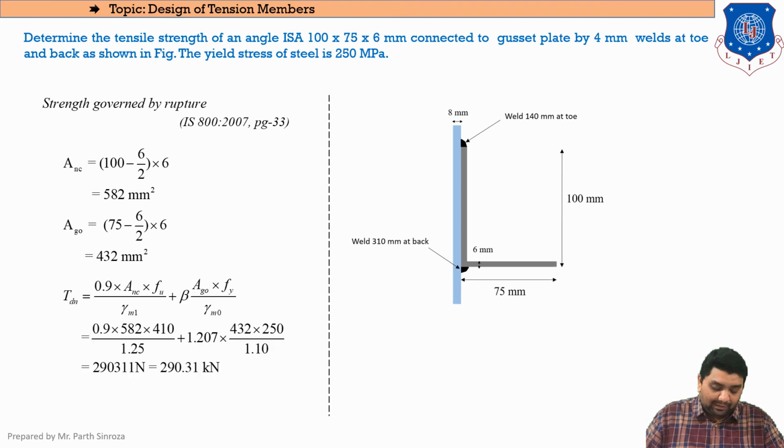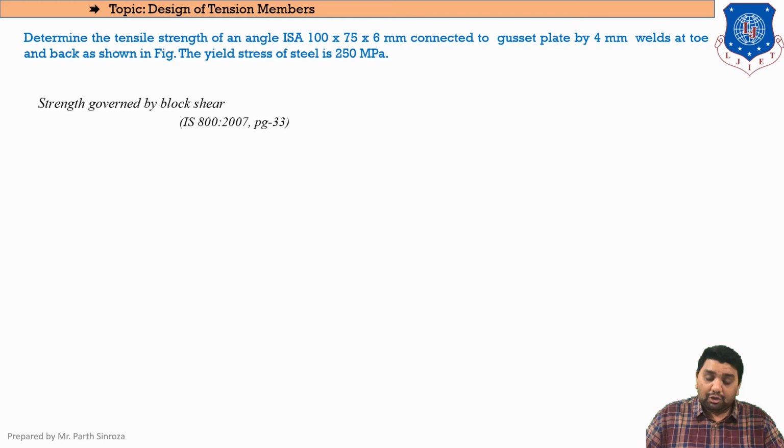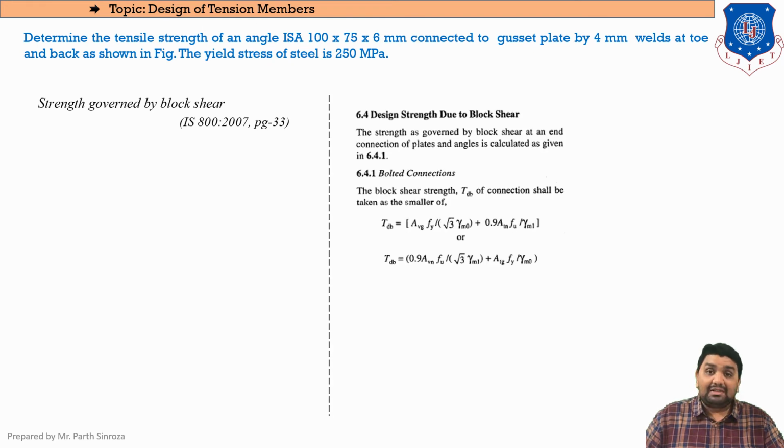Now we have obtained every parameter regarding the term TDN. So the next thing will be to calculate TDN. TDN comes out to be 290.31 kN. So the two parameters we have found out are, the first TDG, the second TDN. Now we'll be moving to the third parameter, that is TDB, the design strength due to block shear. For finding it, we'll be using these equations given on page number 33. This will be our TDB1 and this will be our TDB2.